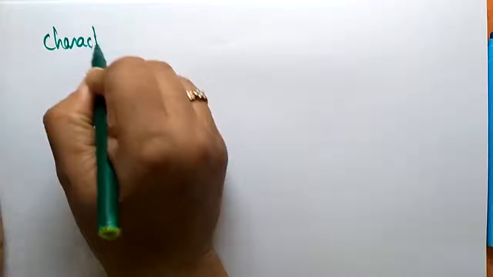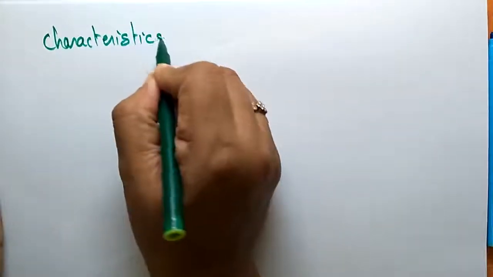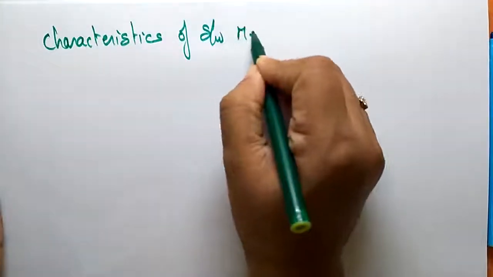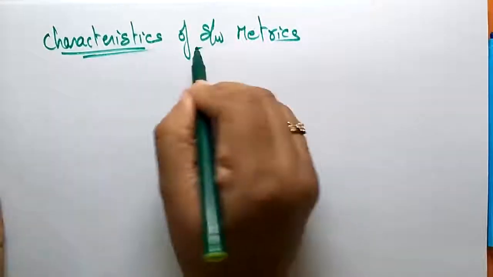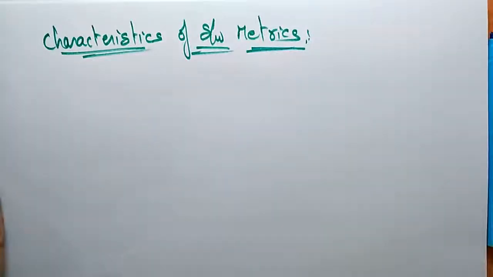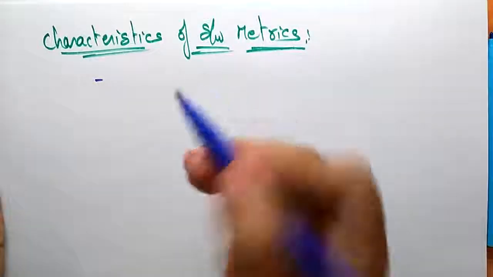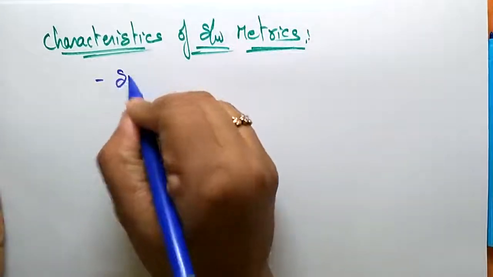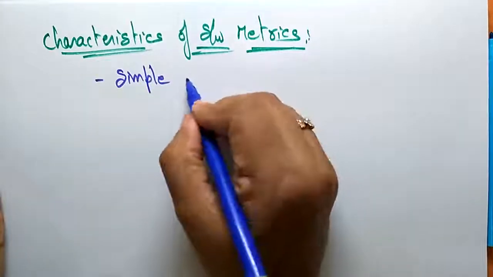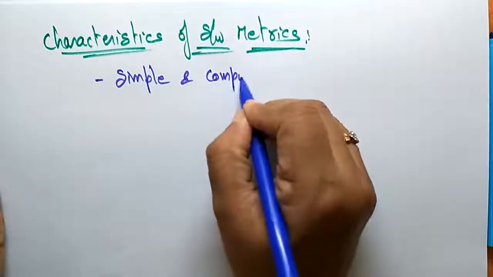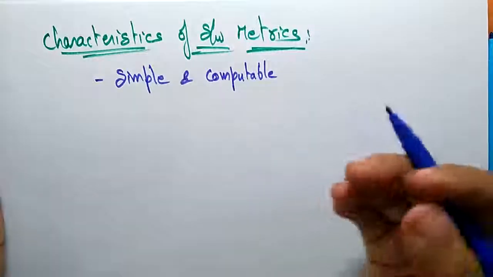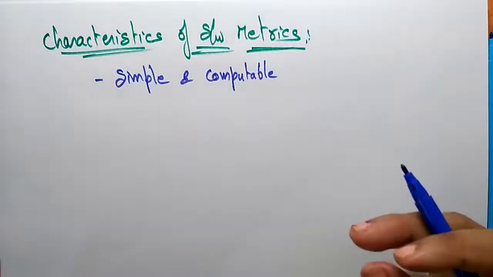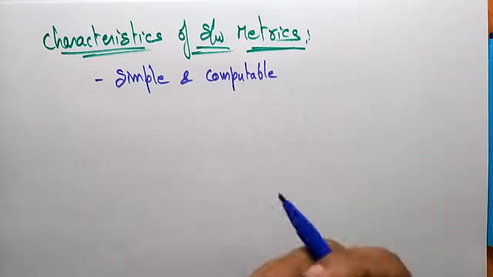Now let us see the different characteristics of software metrics. So what are the characteristics of software metrics? First, it is simple and computable. We can easily calculate software metrics for small lines of code. If your program is small, then it is simple and easily computable.